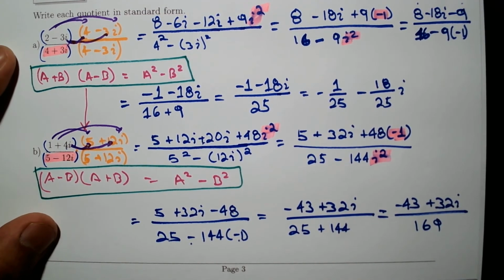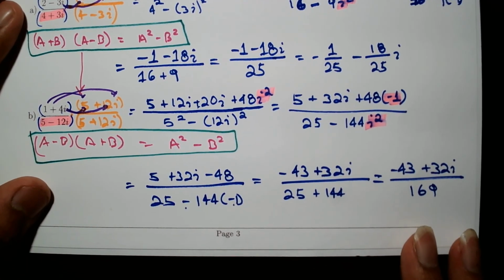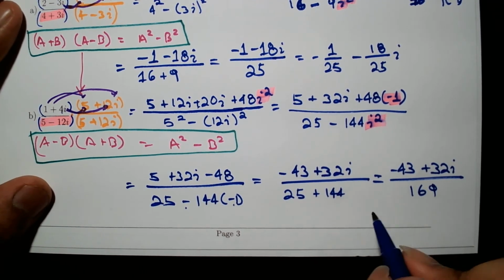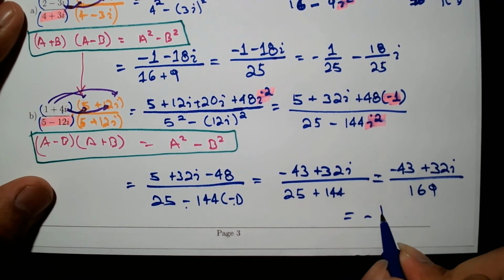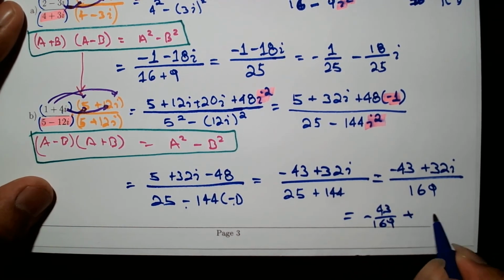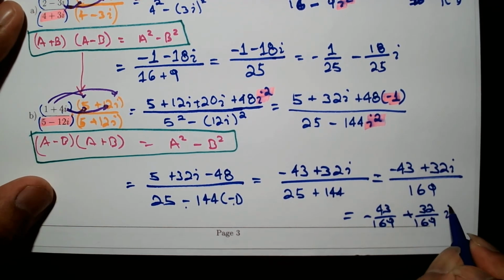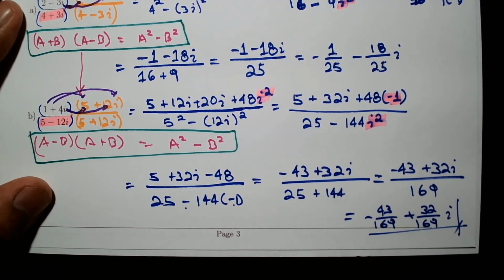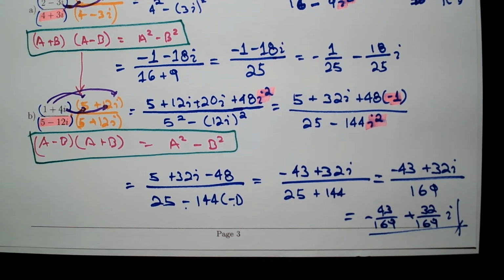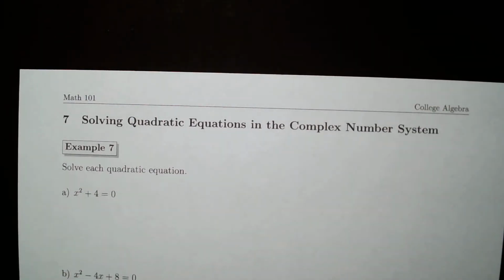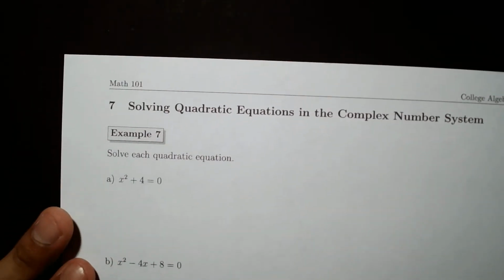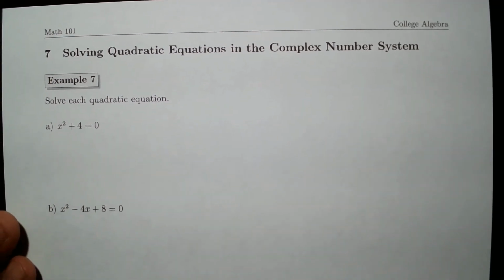So again, we are required to write this in standard form. So negative 43 over 169 plus 32 over 169 times i. So that is the final answer for this example. Let's go ahead and apply this to solving equations in the complex number system.